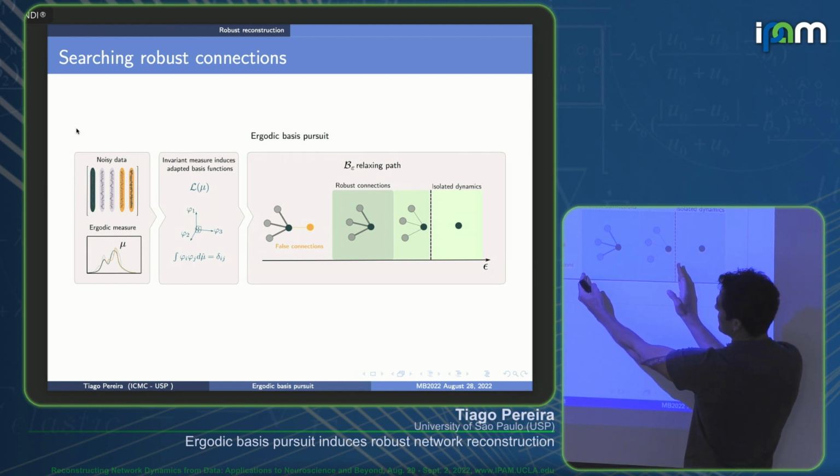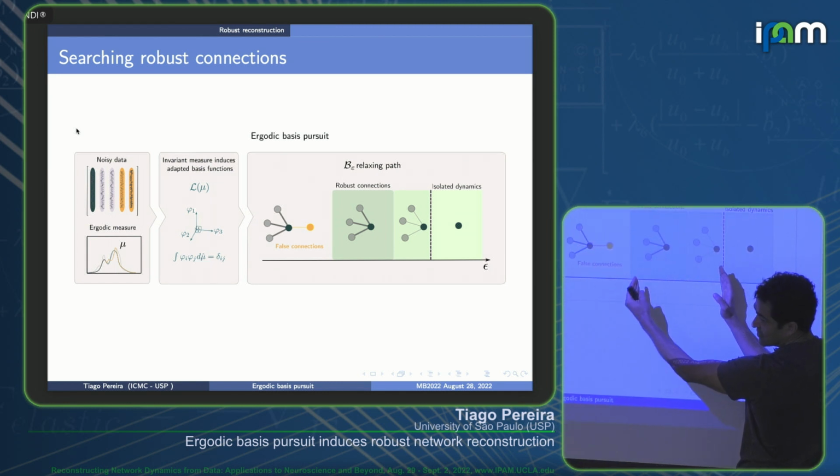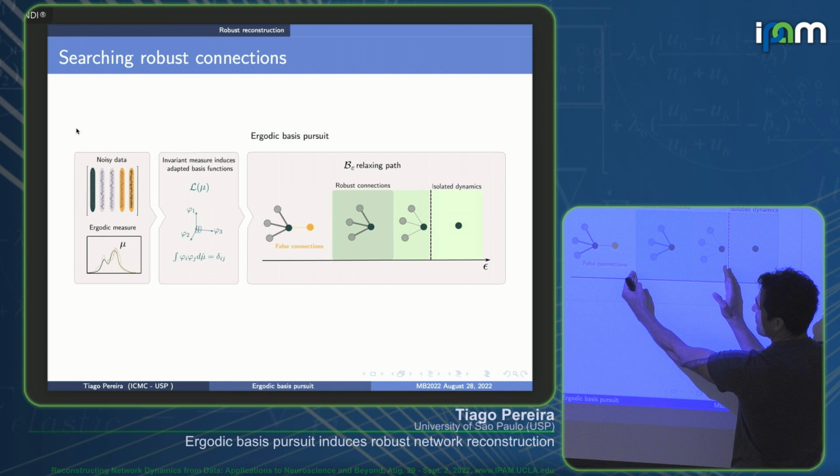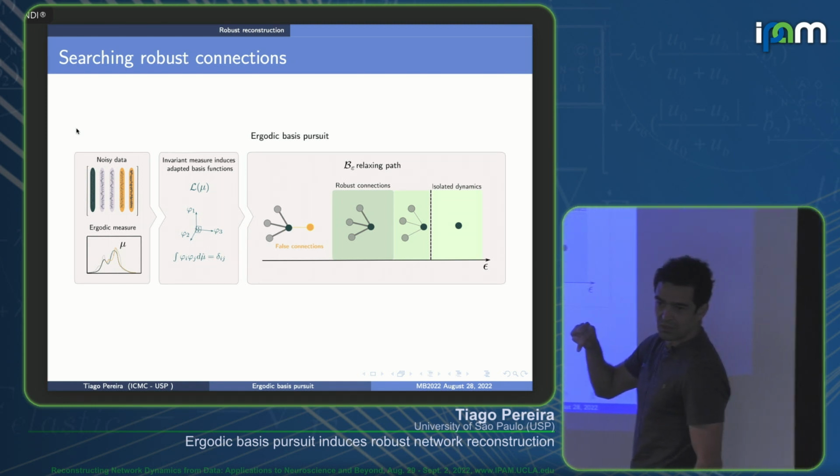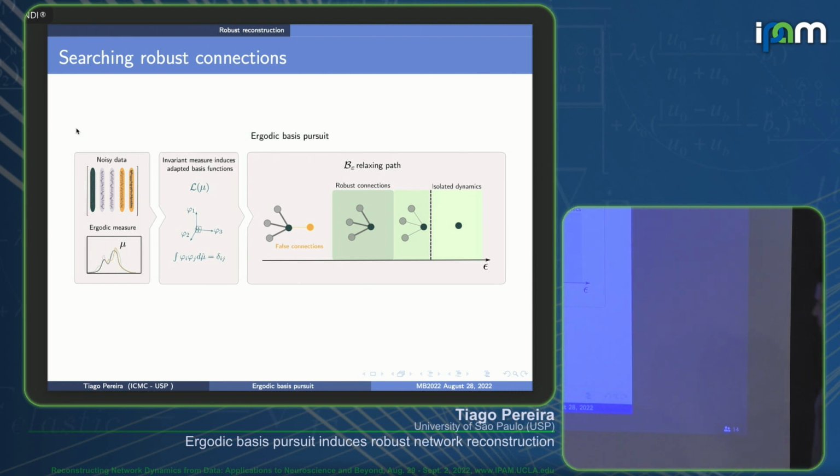So what I'm saying is the following. By construction of this theorem, there must be a range of epsilons such that, if I solve this as a parametric family of problems, there will be a range of epsilon where the connections will be robust. So no false positives, no false negatives. Yeah, this is the theorem.